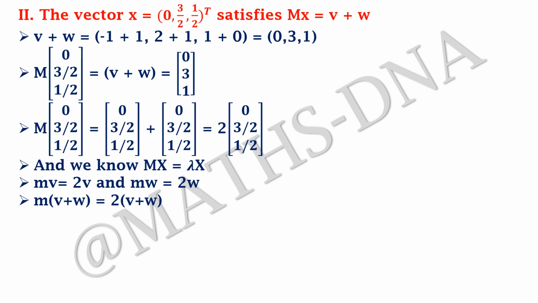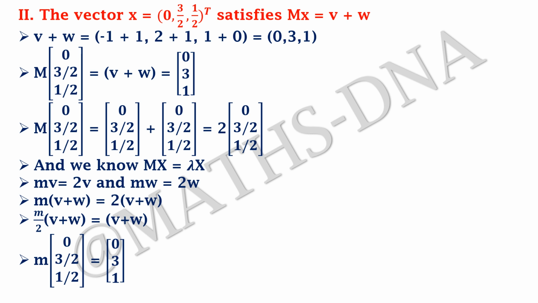Taking 2 to the left hand side, we get M by 2 into (v plus w) equals v plus w. Now v plus w, we already have its value, that is (0, 3, 1), and dividing it by 2, we get M into (0, 3/2, 1/2) equals v plus w. On the right hand side is (0, 3, 1). So it satisfies Mx equals v plus w, and hence the second statement is correct as well.